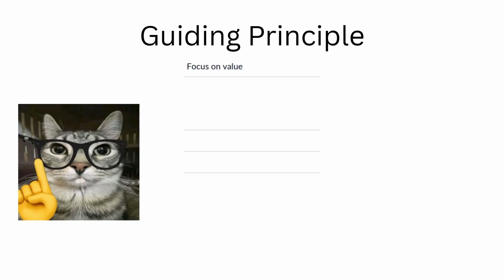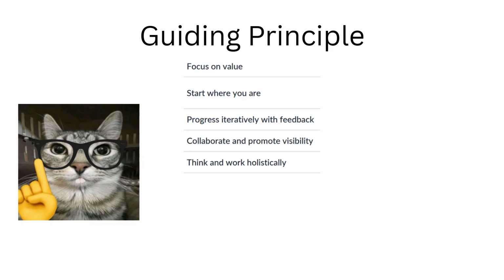There is focus on value: make sure you go to your value. Start where you are. Don't start from zero. You have things, you can reuse things that already work. Progress iteratively with feedback. Take small steps rather than large steps. Collaborate and promote. Think and work holistically, which is to treat the services as a whole system. Keep it simple and practical, and use resources efficiently. Try to minimize the waste of resources.